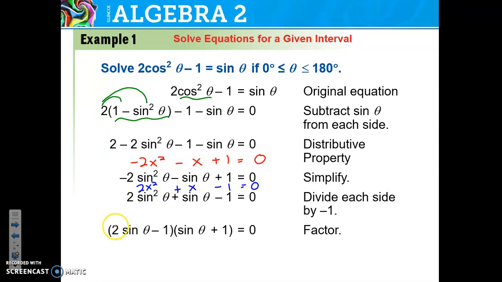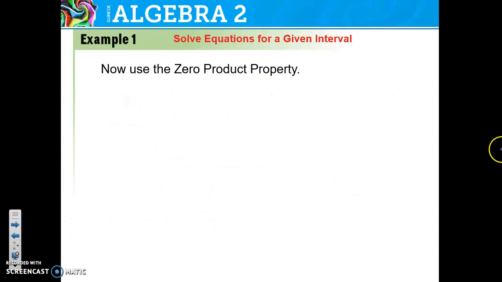So notice how they factored it here: 2 sine of theta minus 1 times sine of theta plus 1. Again, that's like having 2x minus 1 times x plus 1. You're just thinking of your x as being sine of theta. You should remember how to factor that. 2 times negative 1 is negative 2, so 2 numbers that multiply to negative 2 and add up to 1, and then you do grouping. I'm not going to go through all of that right now because you should already know how to do that. So after I factor, now I can use the zero product property.